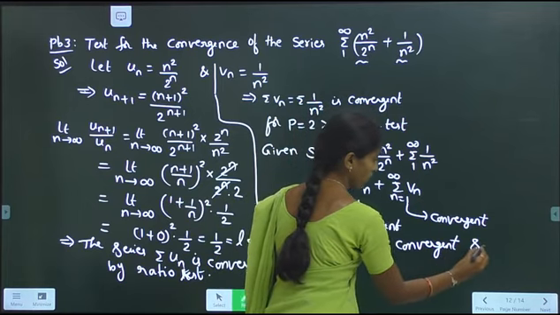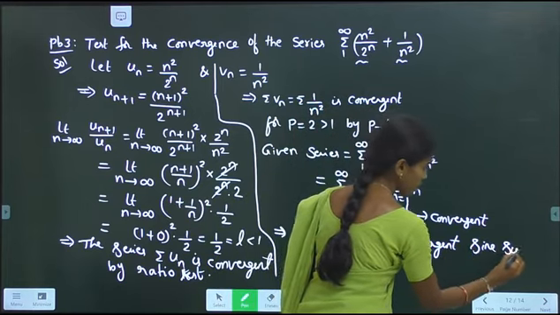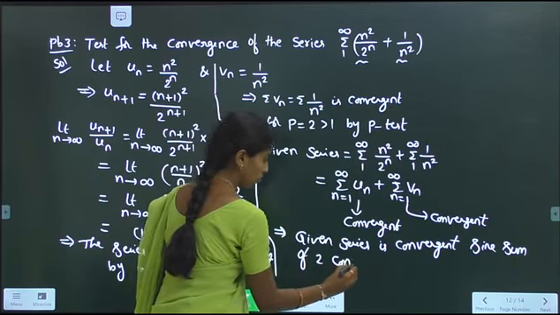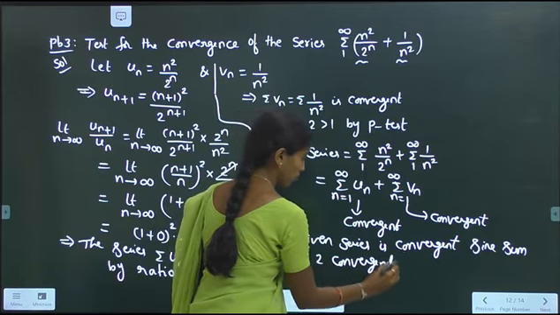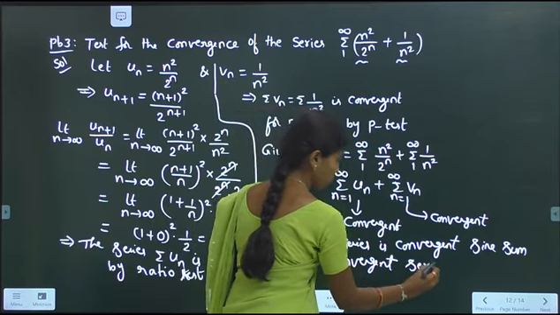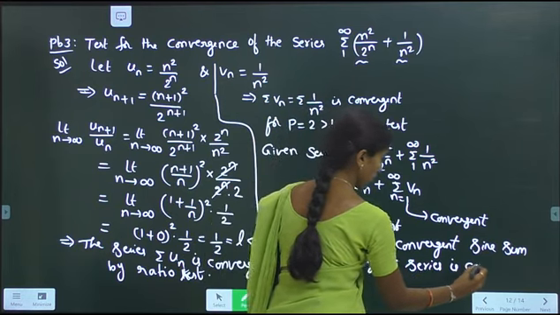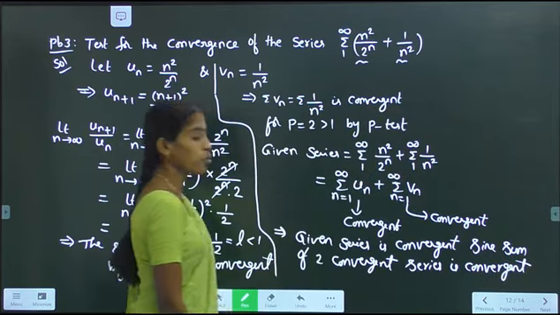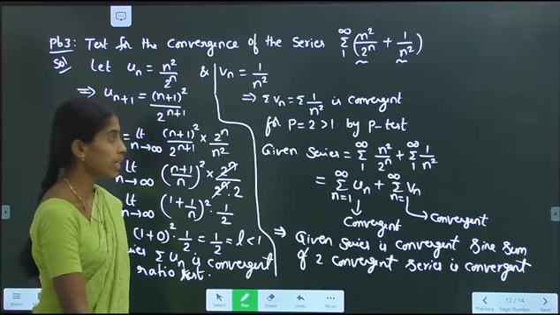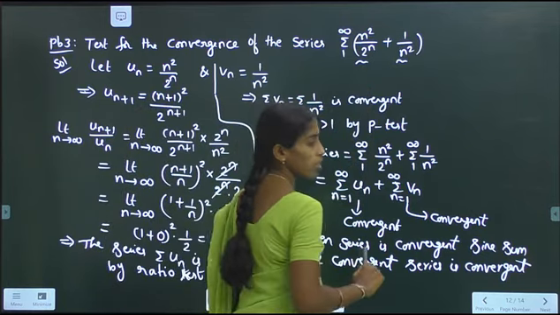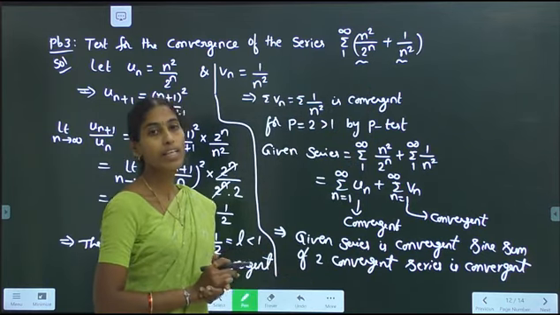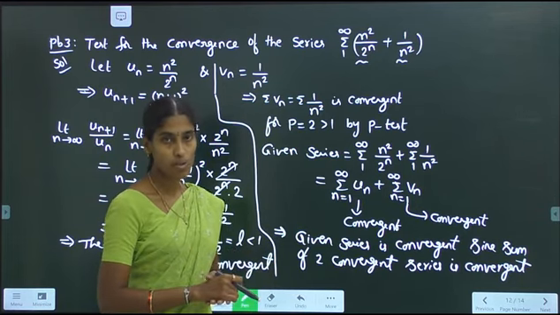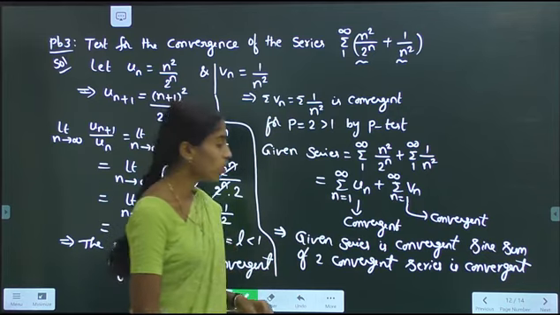since sum of two convergent series is convergent. Like that, if we have sum of two terms, otherwise three terms, we have to separate it and identify the nature of each one. Then add it. If all are convergent, its sum is also convergent. If all are divergent, sum is also divergent.